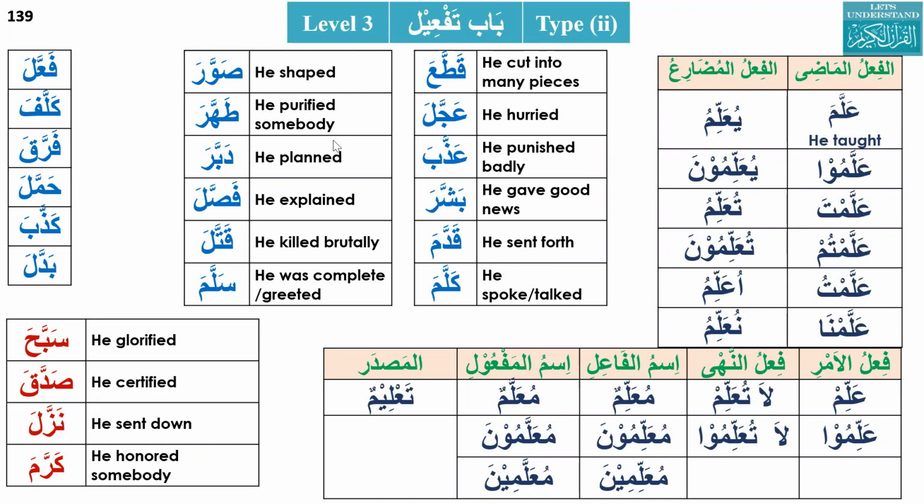Assalamu alaikum. What is اسم الفاعل of علم? اسم الفاعل of علم is معلم. Okay, tell me the اسم الفاعل of this column. قطع is مقطع, عجل is معجل, عزب is معزب, بشر is مبشر, قدم is مقدم, كلم is مكلم. Very nice. Thank you.